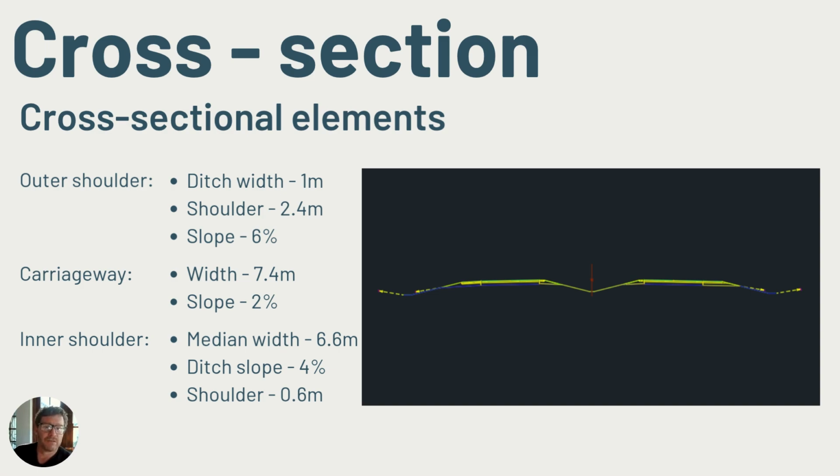The inner shoulder will have a median width of 6.6 meters, a ditch slope to the median of 4%, and an outer shoulder width of 0.6 meters.